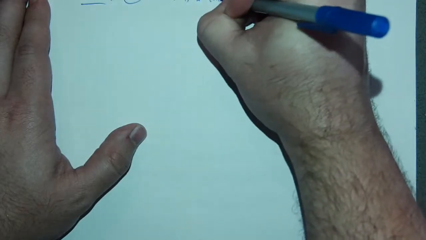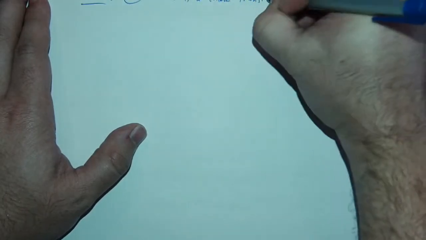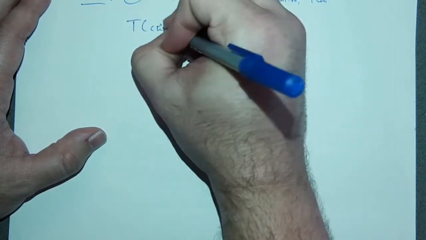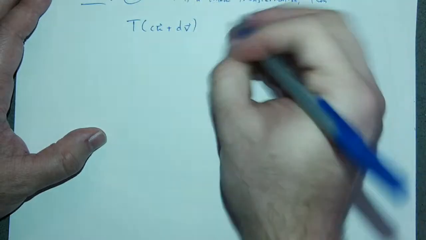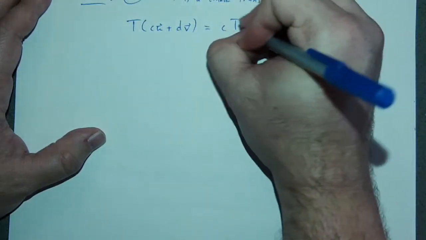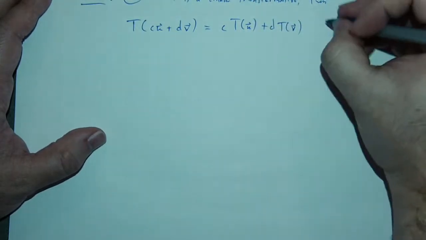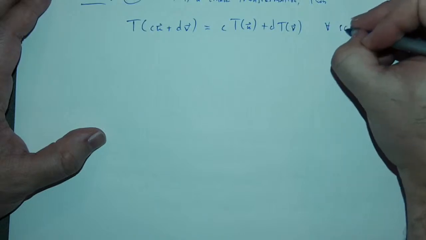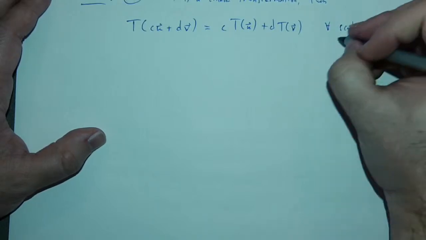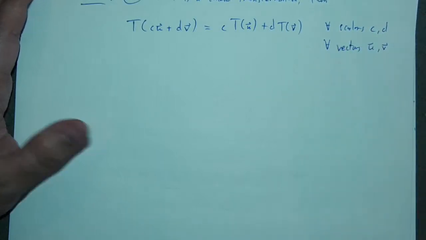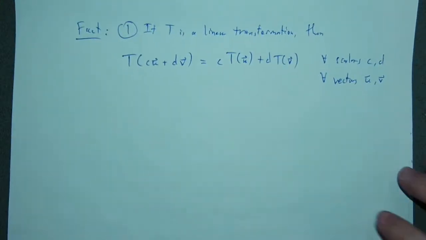So if T is a linear transformation, then T of Cu plus dV is equal to C T of U plus D T of V, right? For all scalars C and D, and for all vectors U and V that live in its domain, right? I didn't specify. Oh, I'm slightly off the page.